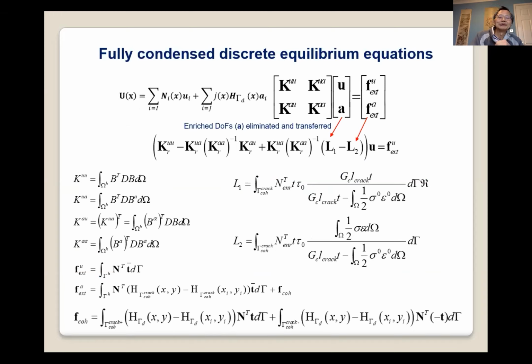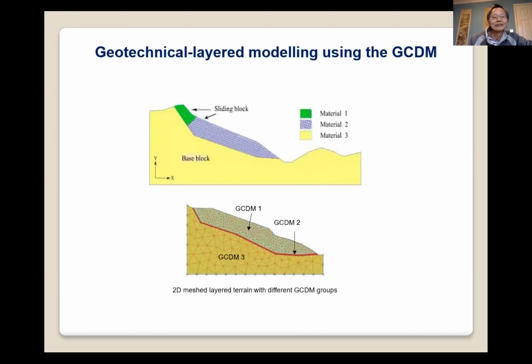Our main contribution is the development of the fully condensed discrete equilibrium equations. Although we used this enriched degree of freedom for the crack propagation, in the final equilibrium equations we eliminated this degree of freedom into the effective stiffness matrix. But we don't lose the accuracy.